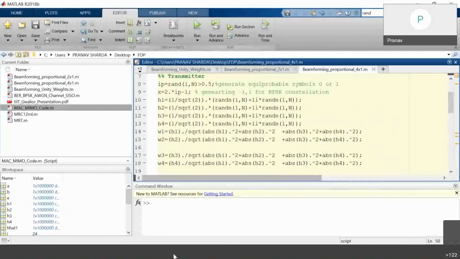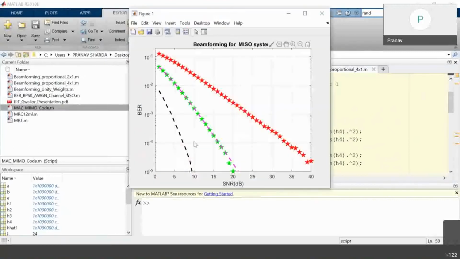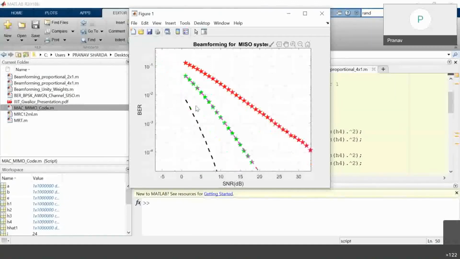So let us see how the performance is. You can see there is a further improvement or enhancement in the performance gain. The lowermost curve, this black curve, corresponds to beamforming with proportional weights and a 4x1 MISO system. This middle curve corresponds to beamforming with proportional weights with 2 transmitters. And the uppermost red curve corresponds to beamforming with 2 transmitters, but the weights are unity. They are not selected in accordance to the knowledge of the channel coefficients. They were simply considered to be unity.